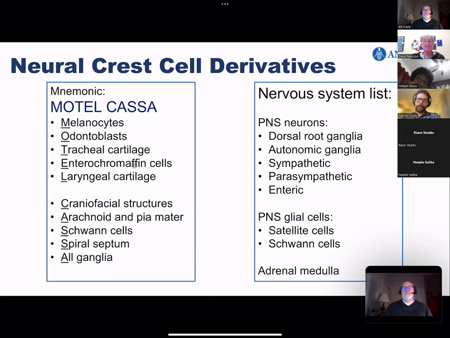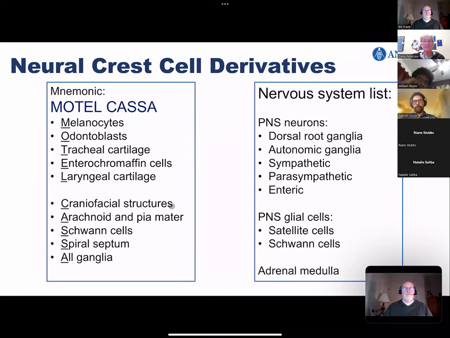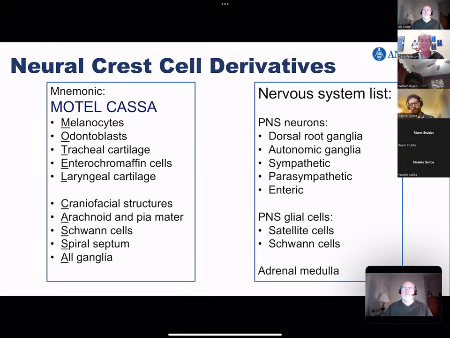And then tracheal cartilage and enterochromaffin cells, which are neuroendocrine cells in the gut, the cartilage in the larynx, and then craniofacial structures, bones, and so forth in the face and head, the arachnoid and pia mater, which are layers surrounding the central nervous system, the Schwann cells, which Zach talked about, and the spiral septum, another term for which is the aorticopulmonary septum. So that's in the development of this spiraling shape that takes place later on during development between the pulmonary trunk and the aorta. And then all of the ganglia.